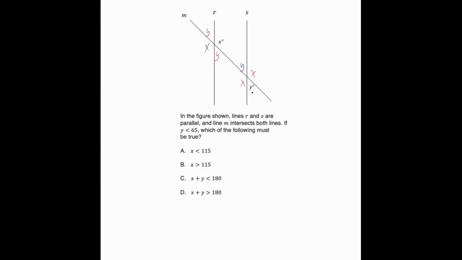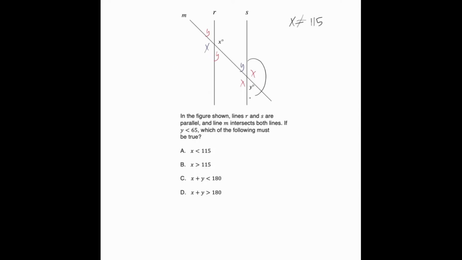If y is 65, which it can't be, then these two angles have to add up to 180. If y were 65, then to make this 180, we would need 115. So we know that x cannot equal 115 because y actually can't be 65. But y is less than 65.